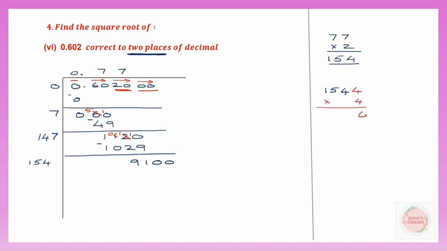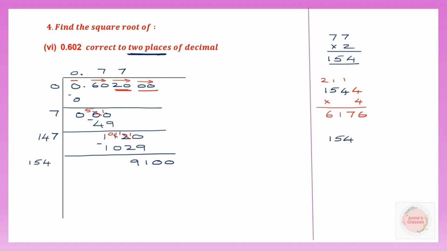4 4s are 16, carry 1. 4 4s are 16 plus 1, 17. 4 5s are 20, carry 2. 4 5s are 20 plus 1, 21, carry 2. 4 1s are 4, 5, 6. Now I've got 6176. That's close but not close enough. So let's put 5 after 154.